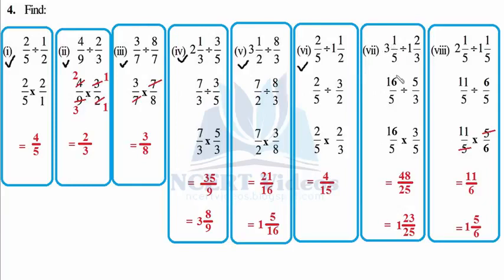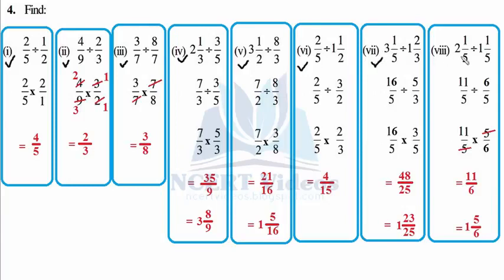Now 15 plus 1 is 16 over 5 divided by 3 plus 2 is 5 over 3. Again, you cannot cut it here because it is division. Now 16 over 5 into, you flip it. Whenever you change the sign, you flip it from division to multiplication. So 16 3s are 48 and 5 5s are 25, improper. 25 1s are 25, 23 is the remainder. So it is 1 and 23 by 25.